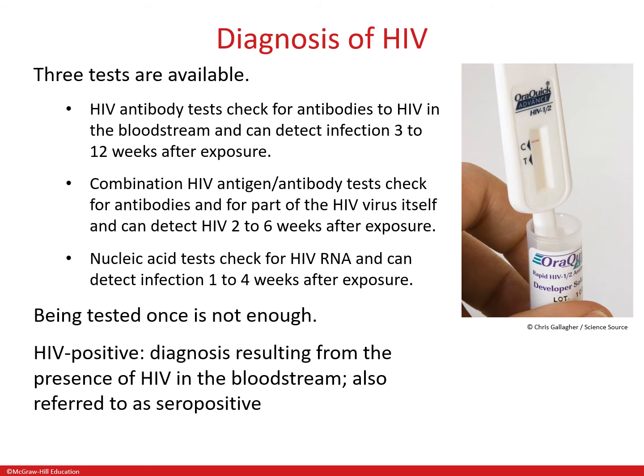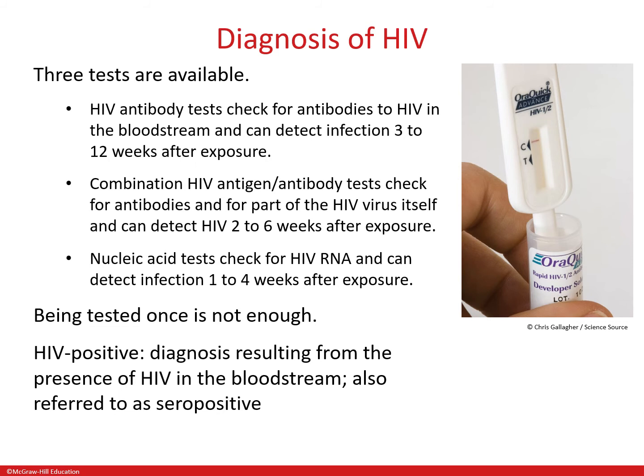Next one is nucleic acid tests, and these test directly for HIV RNA in the blood and can usually detect HIV within 1 to 4 weeks after infection. And this one is expensive and it's not usually used. So depending on when you get tested, 1 or more types of tests may be available.